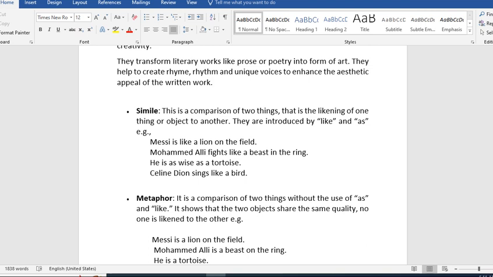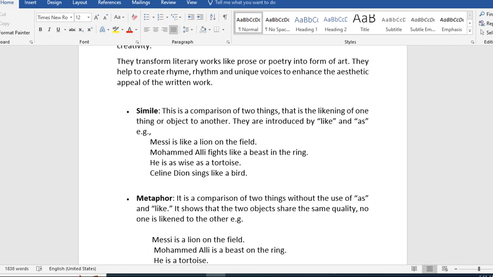So, we see here that we are trying to compare Messi and a lion, Muhammad Ali and the way beasts fight, and the wisdom of a tortoise with somebody's wisdom. And also Celine Dion is being compared with a bird here. But we make use of like and as here.